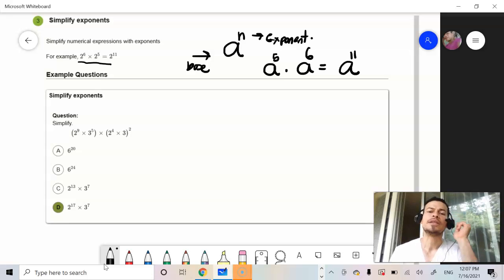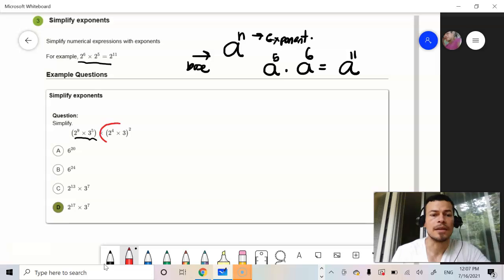So now let's see, with that rule, how we can solve the problem that we have here, because here we have 2 to the power of 9 by 3 to the power of 5, and all of this is multiplied by 2 to the power of 4 by 3, right? And this, as you can see here, is raised to the power of 2, okay? So I'm gonna erase this.